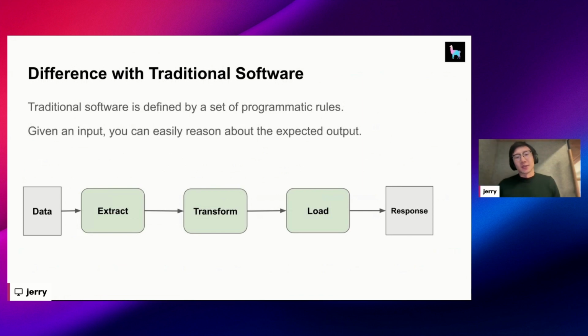To understand this a little bit deeper, let's look at the difference with writing LLM-based applications versus traditional software. Traditional software is defined by, you write code, right? So you define a set of programmatic rules. So you write a function, for instance, and given an input, you write the programmatic rules to define what the output should be. And it's fairly easy to reason, assuming you write your code in a somewhat modular way, about the expected output, right? Given this input, the set of things you're going to do on it is relatively easy to reason about, and so you can reason about what the expected output should be.